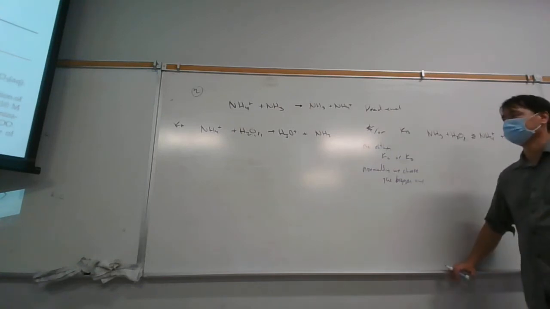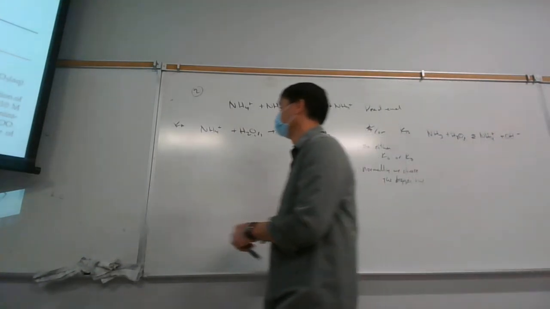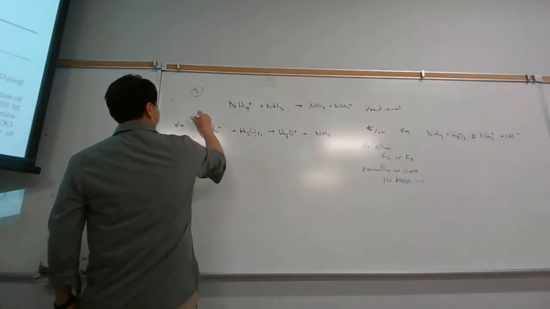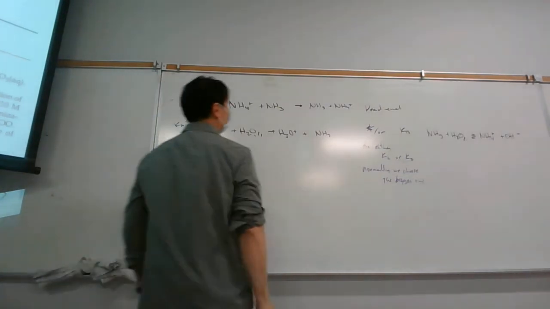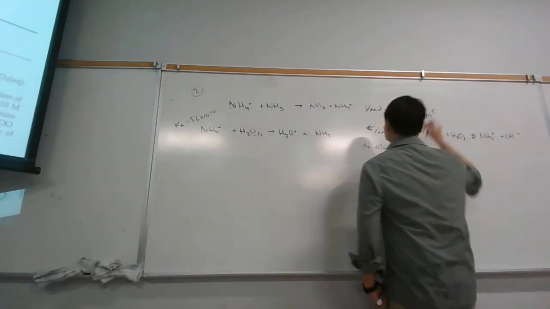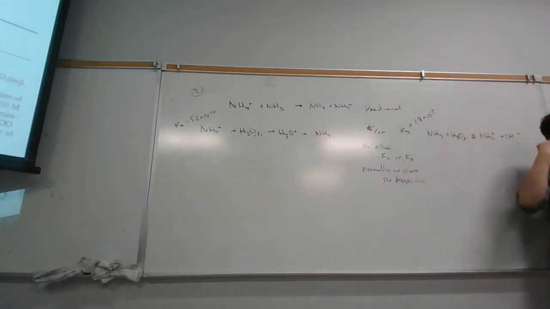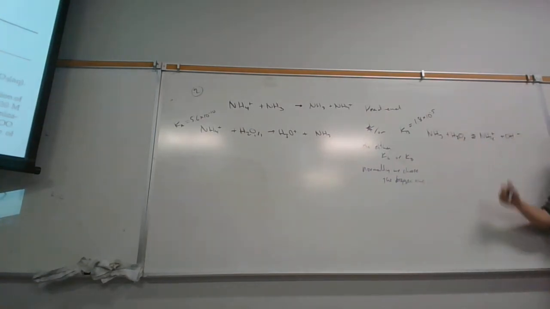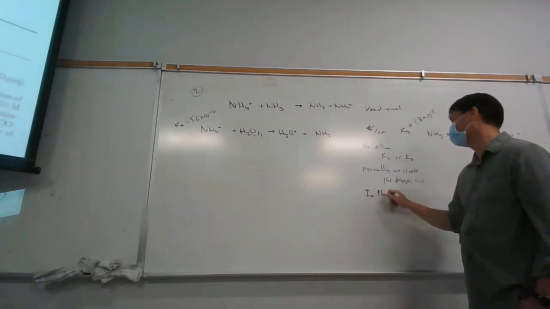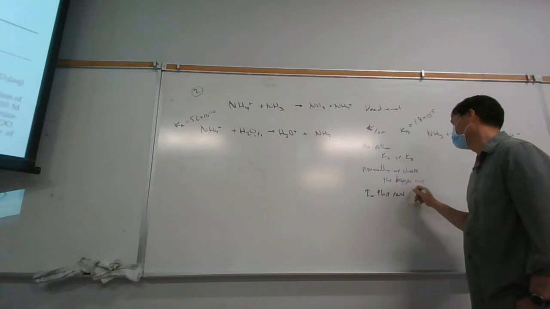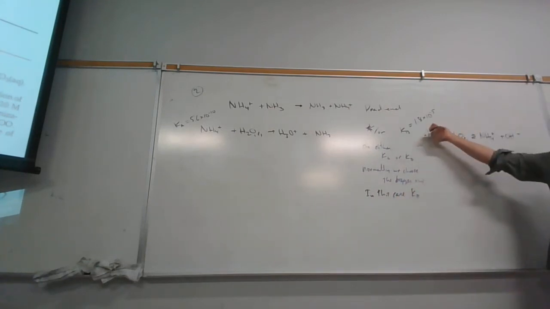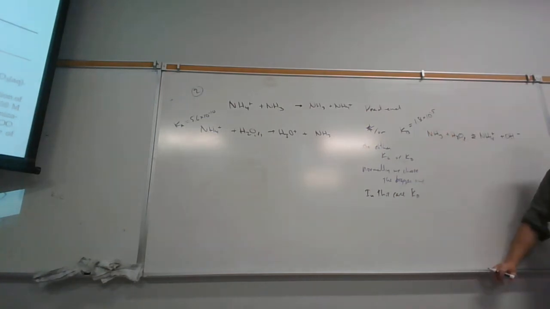By bigger, you mean more concentrated? No. By bigger, I mean bigger K. The Ka for this one's 5.6 times 10 to the minus 10. The Kb for this one is 1.8 times 10 to the minus 5. So we should pick Kb. In this case, Kb is the one we should pick because it's bigger.